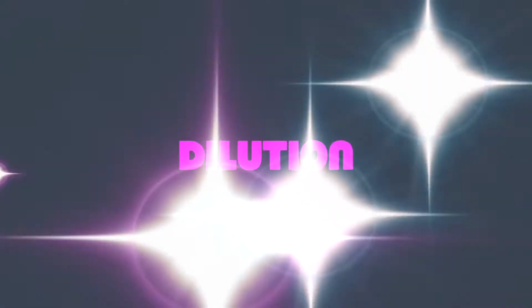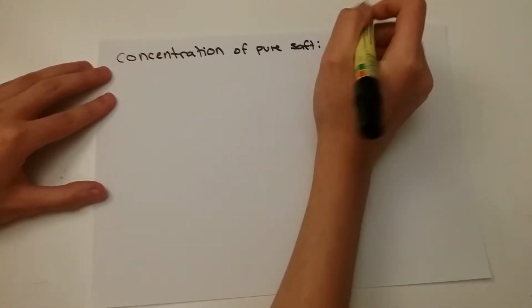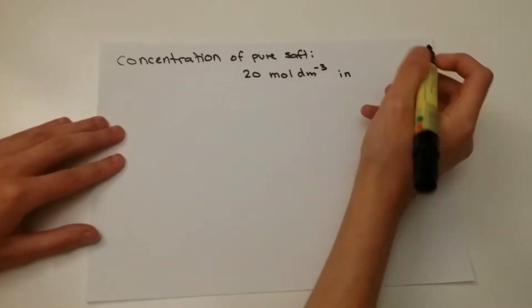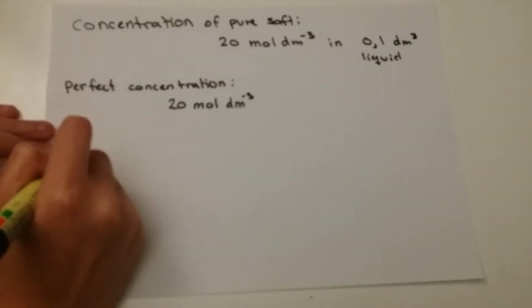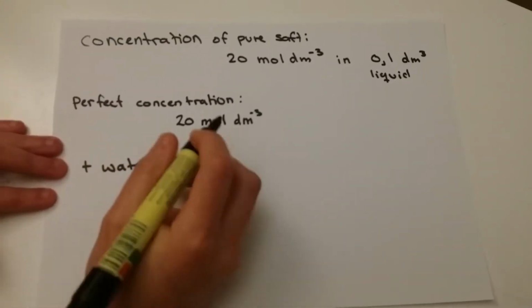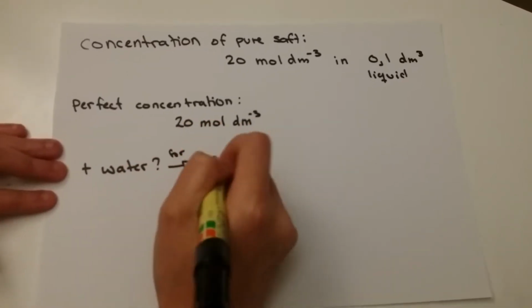Dilution is the process of making a solution thinner or weaker by adding water or another solvent to it without changing the solute. Adding the solvent results in a solution of lower concentration, for example, saft. The concentration of pure saft is 20 moles per decimeter cubed in a volume of 0.1 decimeter cubed. The concentration with water added is 2 moles per decimeter cubed. How much water do we have to add to get this perfect concentration?